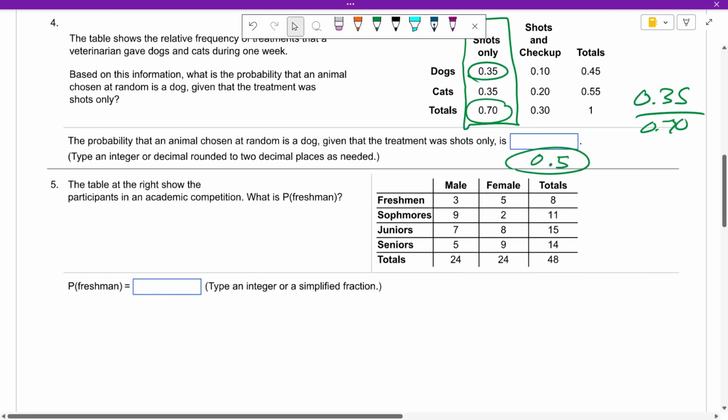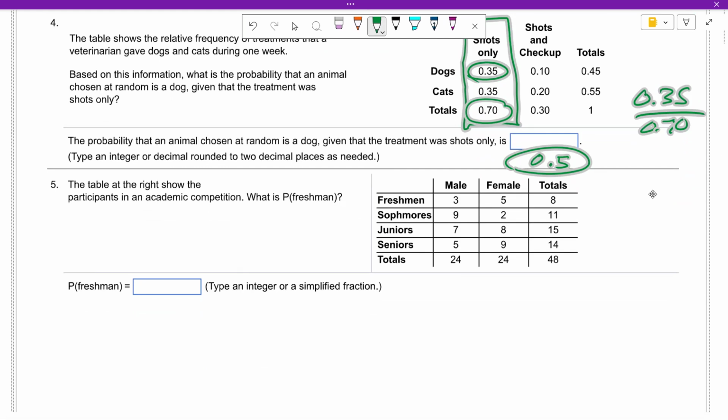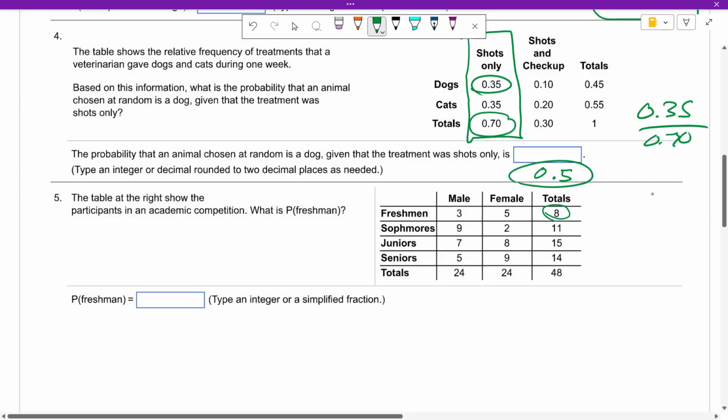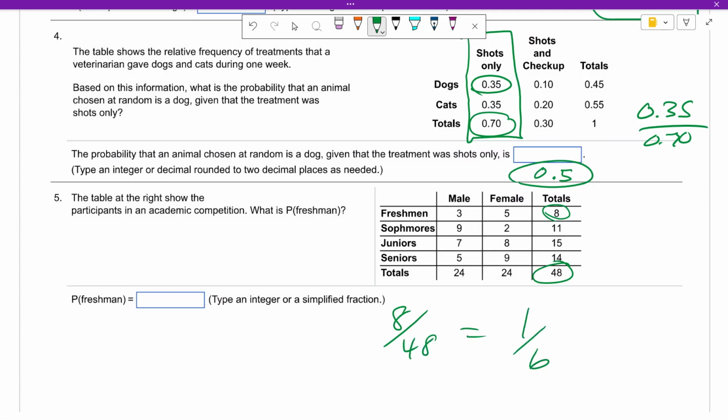And finally, what's the probability of being a freshman? Well, how many freshmen are there? 8 total out of the 48. 8 out of 48, which is 1 out of 6.